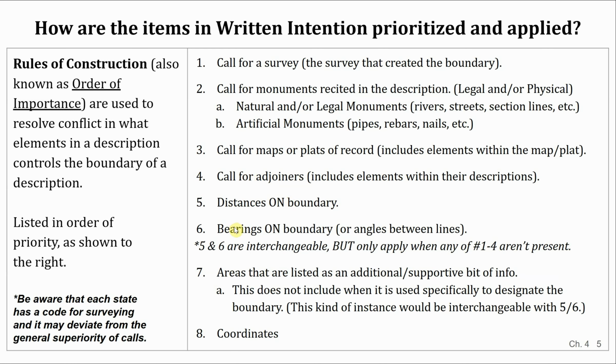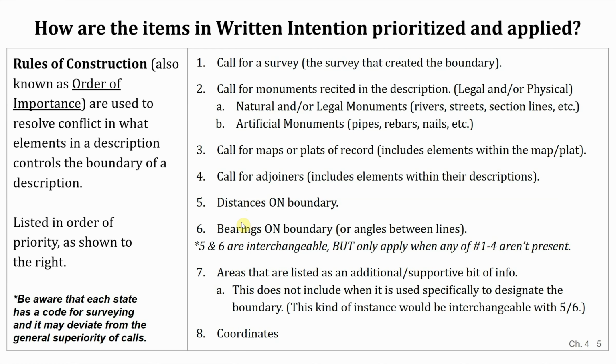Number 5 and 6 are interchangeable, as it makes sense with the calls in the description or the physical evidence on the ground. So just because in this case 5 is above 6, it doesn't necessarily mean it's more important. It's really in the situation which one of these makes better sense.